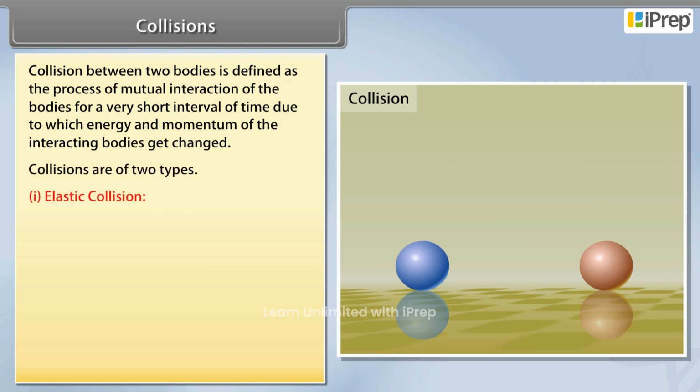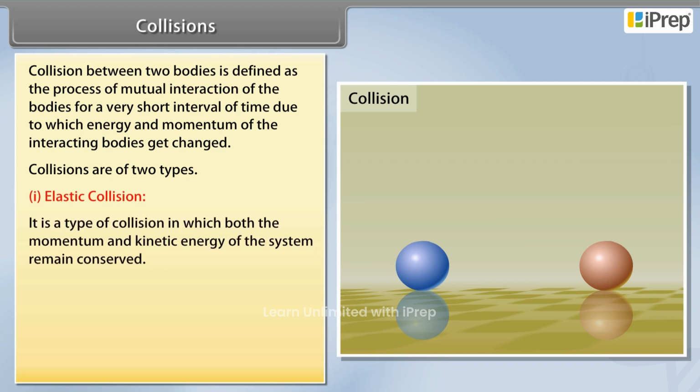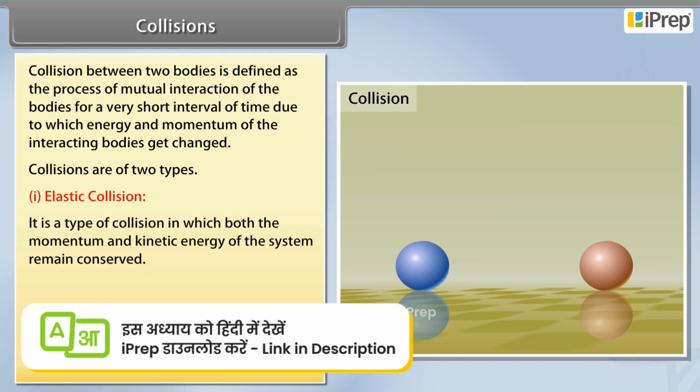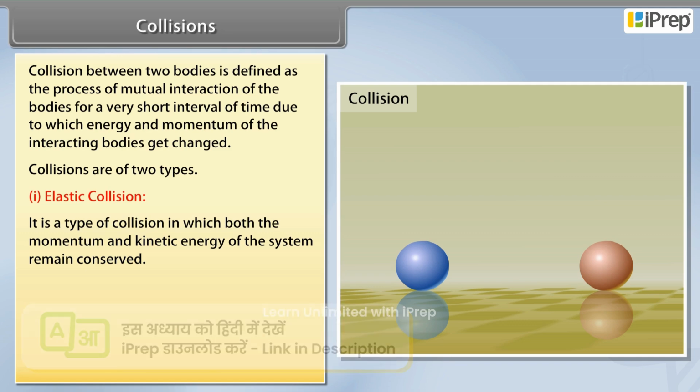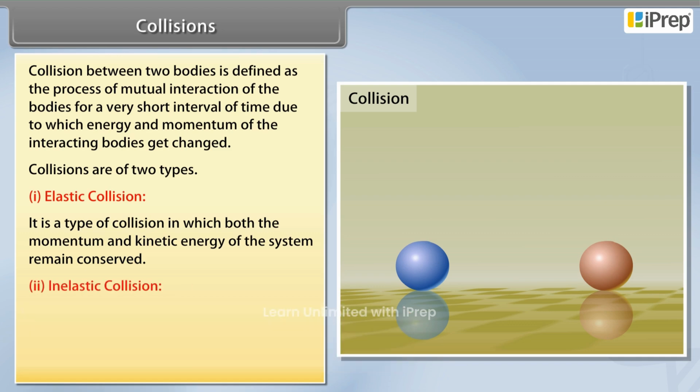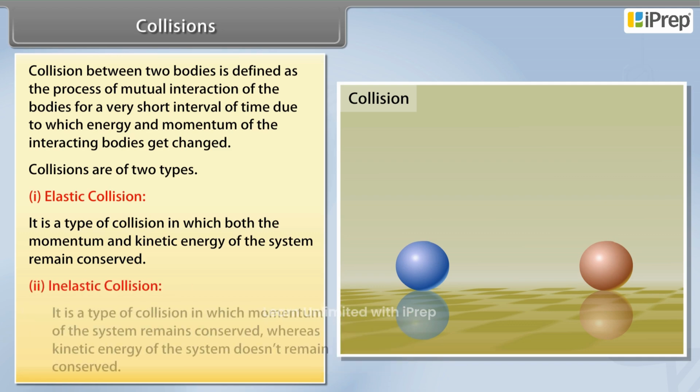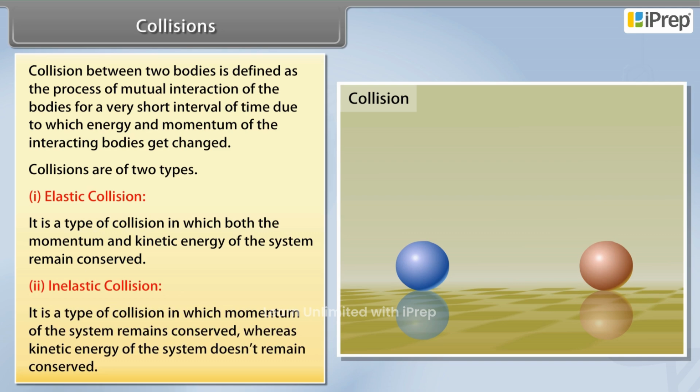Number 1. Elastic collision. It is a type of collision in which both the momentum and kinetic energy of the system remain conserved. Number 2. Inelastic collision. It is a type of collision in which momentum of the system remains conserved, whereas kinetic energy of the system doesn't remain conserved.